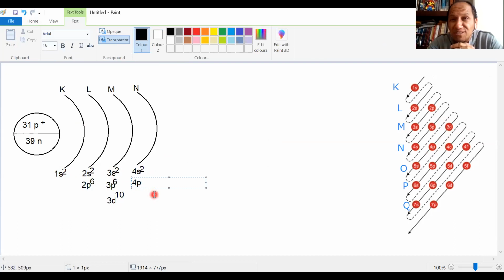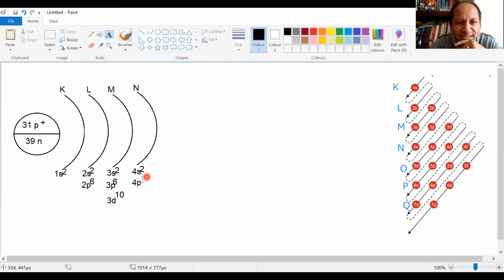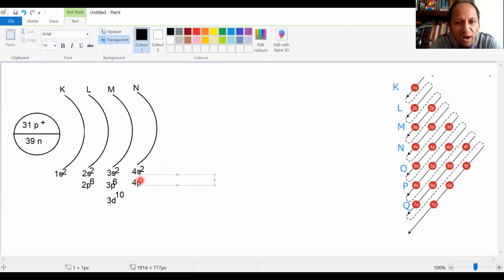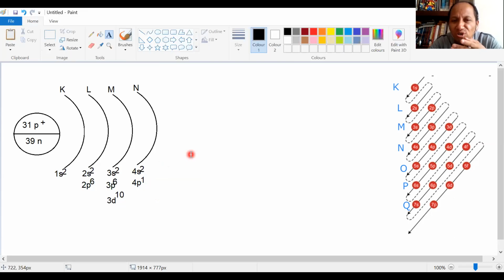We know the p is filled with 6 electrons, but we're not going to put 6, because we don't need 6 electrons to complete the 31. We only need 1 electron. So you are going to put in here 4p1. And that is going to be the structure.